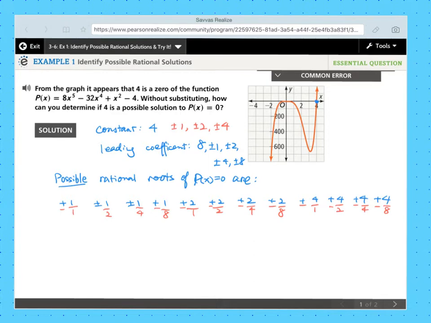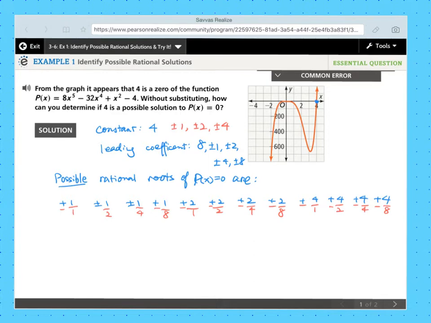But to review, the possible rational roots theorem says that it has to be in the form of a factor of the constant over a factor of the leading coefficient, and this covers all possibilities of the factors, right? Because the values in the numerator are factors of the constant term, and the values in the denominator are all the factors of the leading coefficient. Now let's look at this.